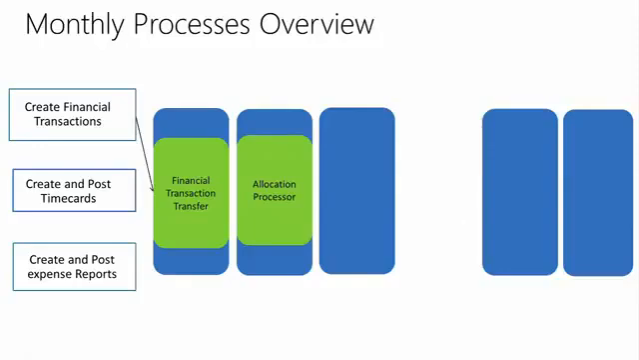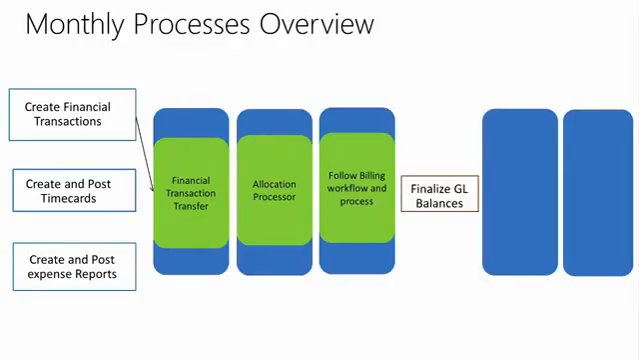Then we run allocator, and again, that's the process where we apply billing rates such as marking up 10%, or applying an hourly rate. And then we apply a billing workflow. Once we're through the billing workflow, then we want to make sure our GL balances are correct. So there would be checking your financial statements, making sure your revenue and expenses are categorized correctly, making sure your balance sheet items are correct.